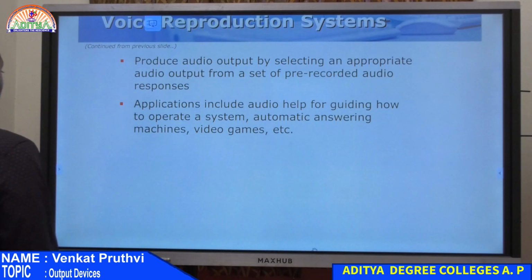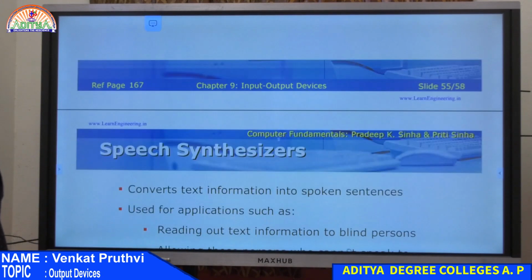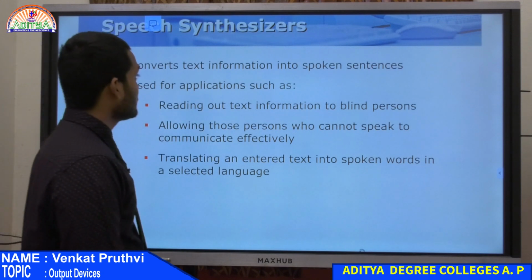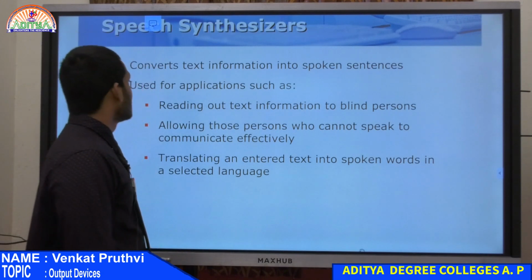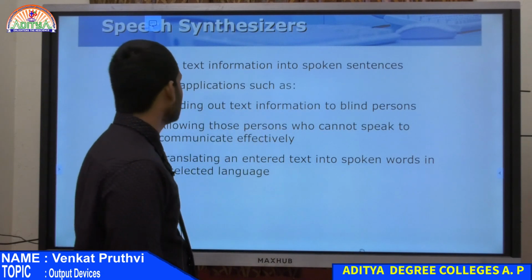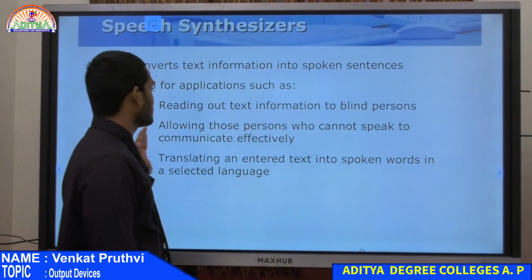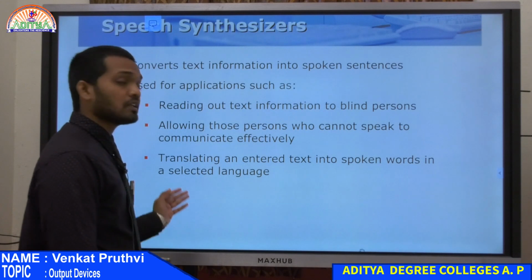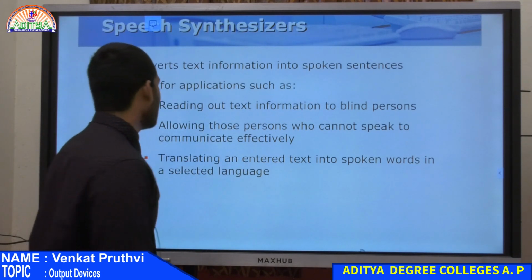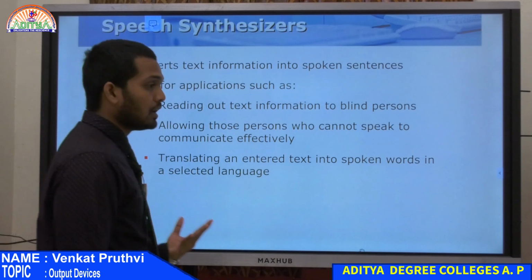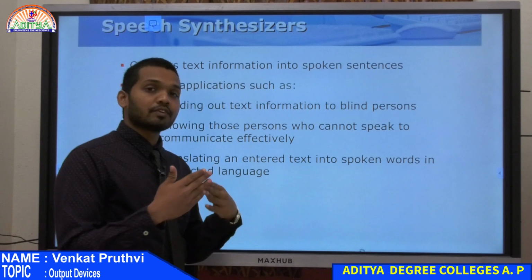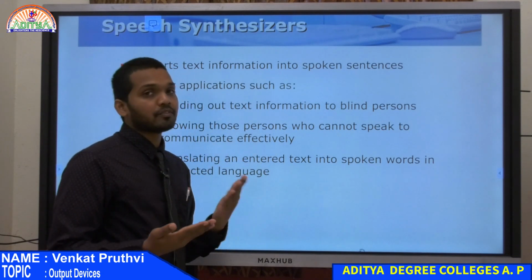Okay, and then speech synthesizers. What do you mean by speech synthesizers? It converts text information into spoken sentences. It is used for applications such as reading out text information to blind persons, allowing those persons who cannot speak to communicate effectively, and translating an entered text into spoken words in a selected language. So it first tries to understand the text, and based on the text it gives you the same output in the form of audio.